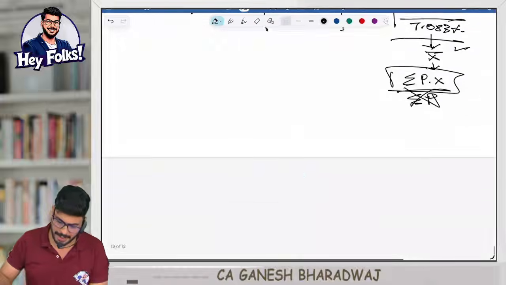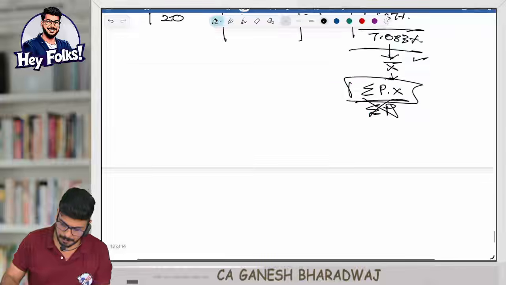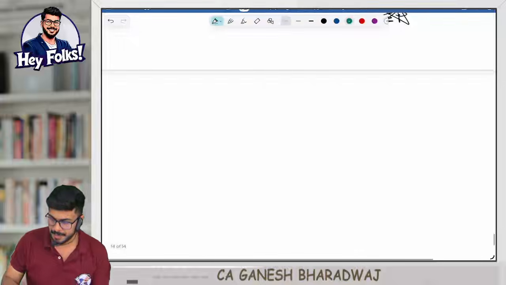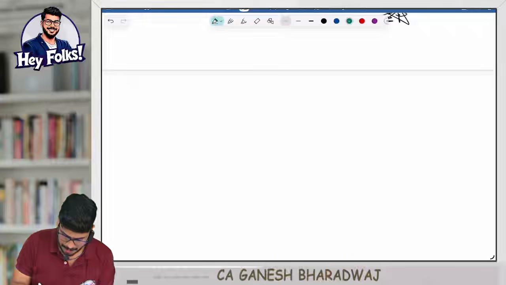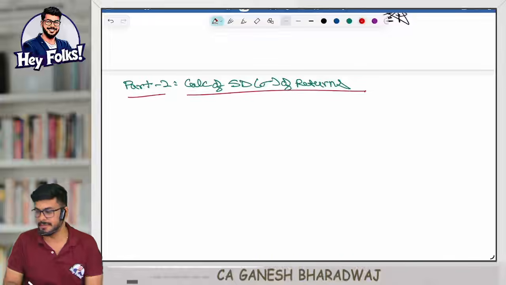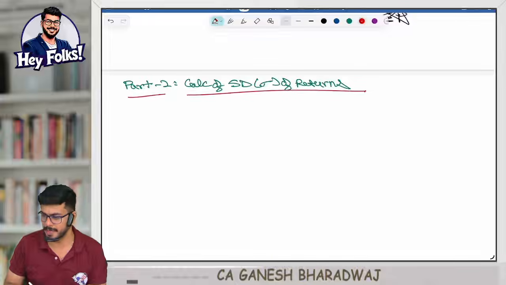So write down, take the heading: Calculation of standard deviation of returns, part 2. Please write down part 2. Calculation of standard deviation of returns. Shall we get started, guys?